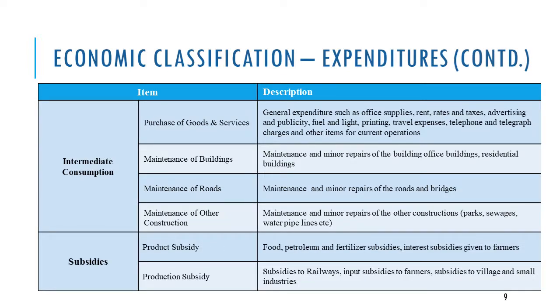The intermediate consumption includes the expenditure on purchase of goods and services and expenditure towards maintenance and minor repairs of buildings, roads and bridges, and other constructions. General expenditure such as office supplies, rent, rates and taxes, advertising and publicity, fuel and lighting, printing, travel expenses, telephone and telegraph charges, and other items for current operations are marked as purchase of goods and services.